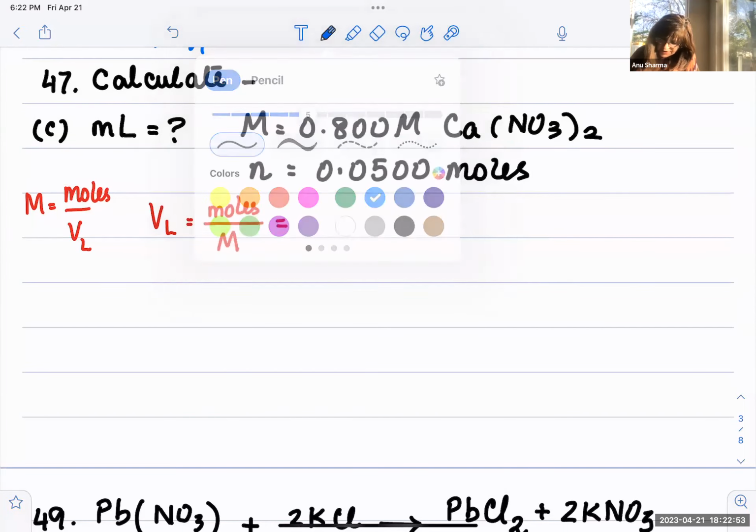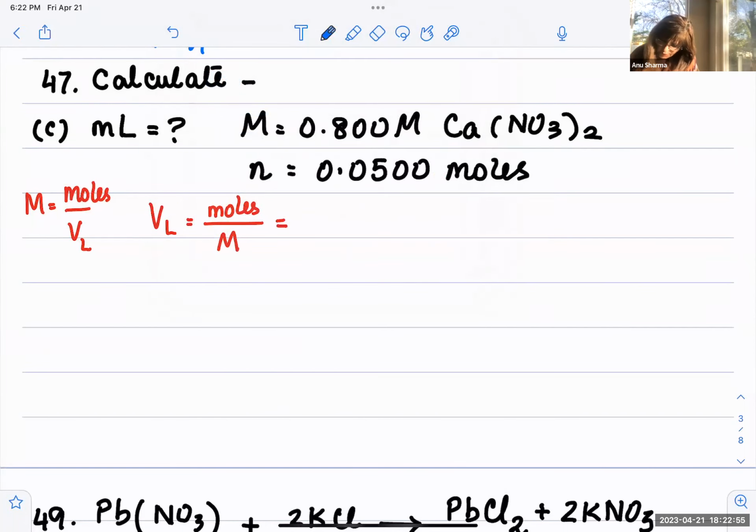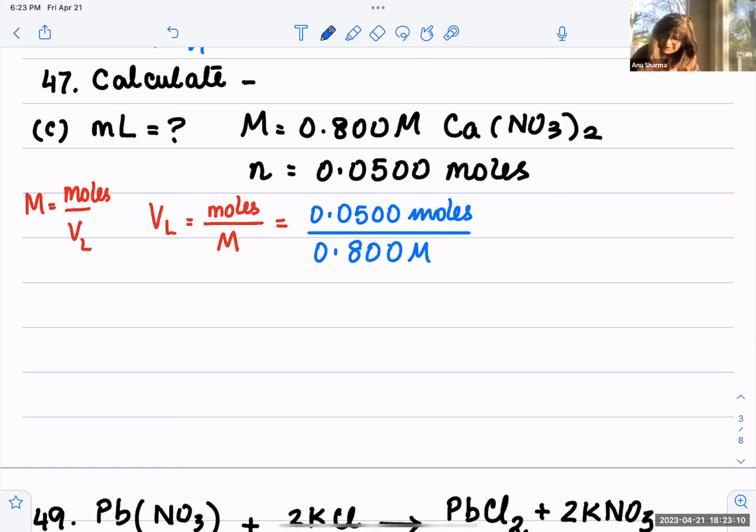So let's write this down here. Moles is 0.0500 moles over the molarity, which is 0.800 M, and that's a calcium nitrate solution. So we have 0.0500 divided by 0.800, and you get 0.0625 liters. Now the question is asking you to find the volume in milliliters.